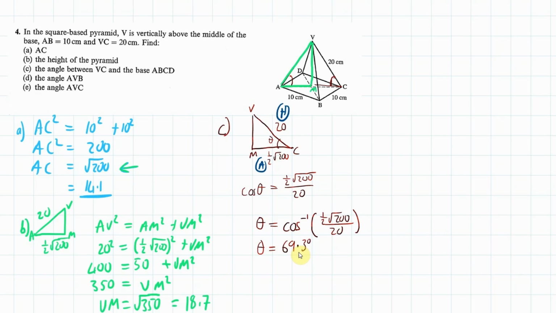The angle AVB. Okay, we'll try that now. Angle AVB. Okay, so for angle AVB, we've got a different triangle altogether here, don't we? So let's just have a look at that. This is the triangle we've got here. Okay, and we want this angle here.